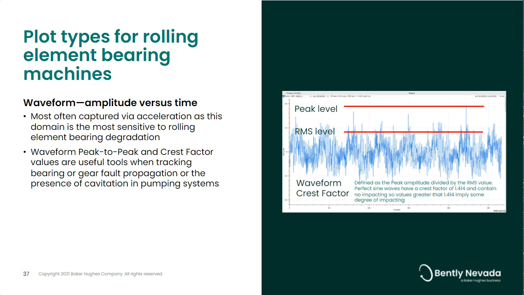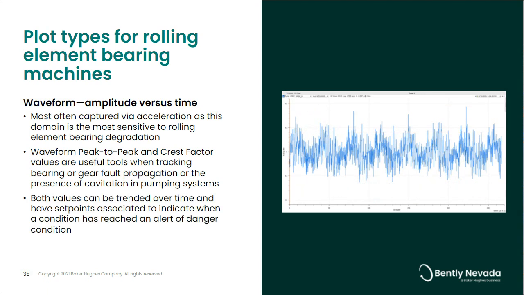Alternatively, the waveform crest factor measurement is calculated by dividing the peak amplitude by the RMS value. Since perfect sine waves have a crest factor of 1.414 and no impacting, we can imply that as we exceed a crest factor value of 1.414, it indicates that there is a level of impacting present. Again, impacting is important because it can indicate either metal-to-metal contact or cavitation in pumps. We trend these values over time and can use alarm set points to alert us when something has changed so that we can apply focus only when necessary.